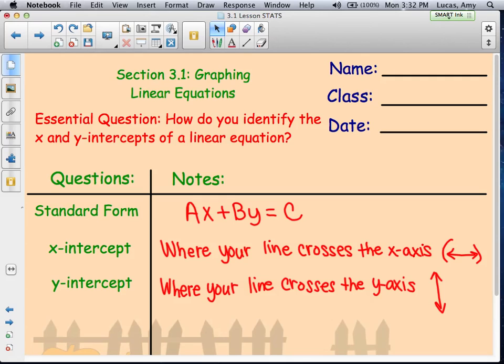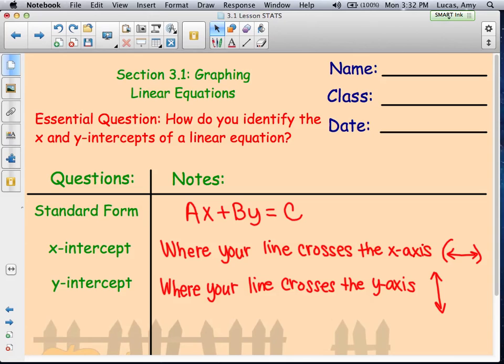Well, yesterday in the day 1 lesson, we learned how to take an equation and make a table and then use that table to graph the equation. And then we figured out if it was linear or nonlinear, and we figured out if it was a function. Now today, we are going to talk about a different way that you could go about graphing an equation.